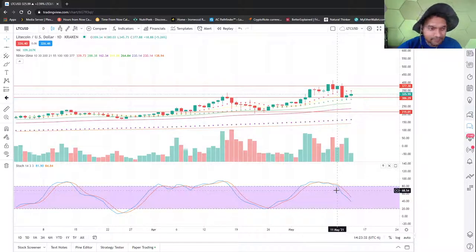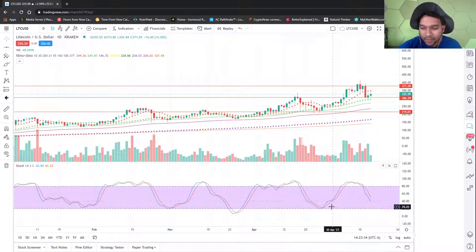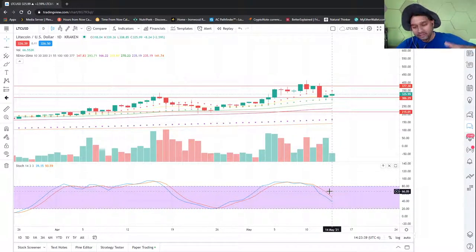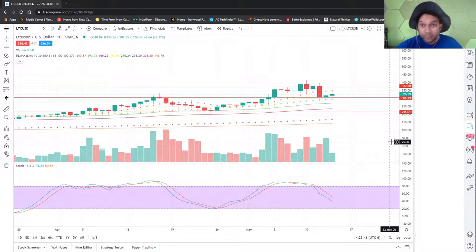Yeah, not a good sign for stochastics. It's probably going to go all the way down before it comes back up. So there's probably more downward pressure now. I would say it's likely going to break 306, continue the downward trend, and probably come back around 215 before bouncing back up.